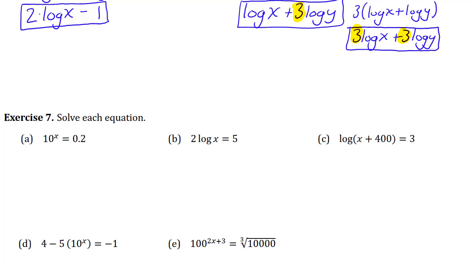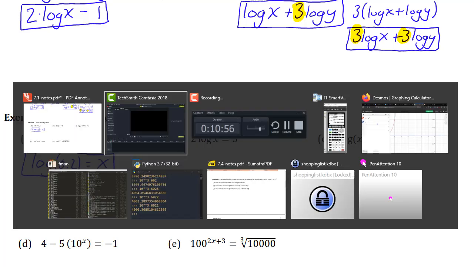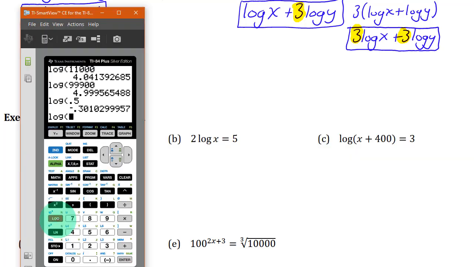So starting with exercise 7, the trick here is that 10 to the power x equals 0.2. This means the same thing as saying log of 0.2 is x. And that's basically the solution. You could just write it like that. That's a number, log of 0.2. You probably want to get it as a decimal, which is negative 0.69897.